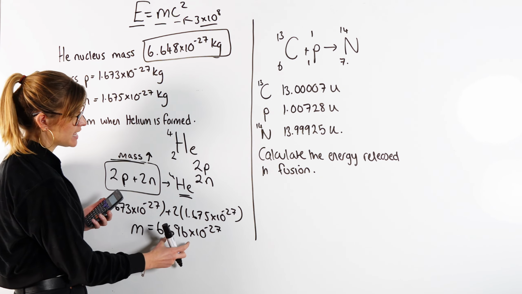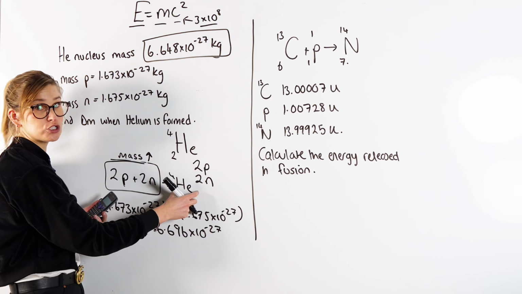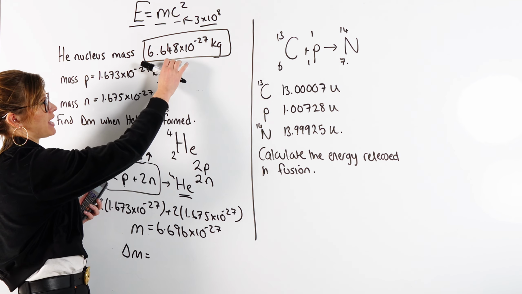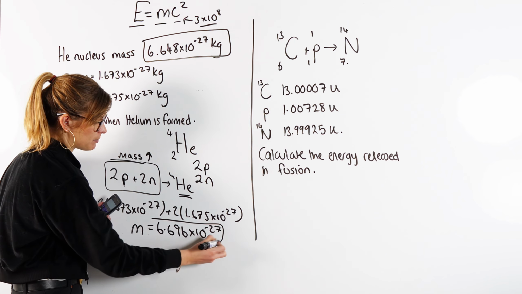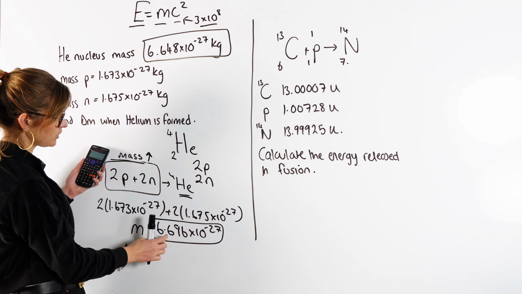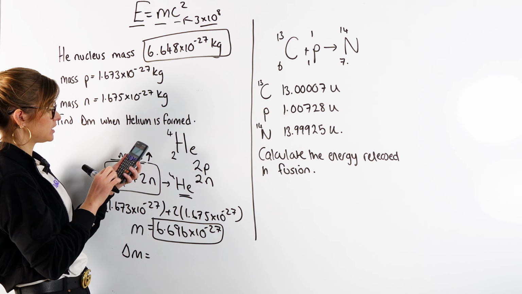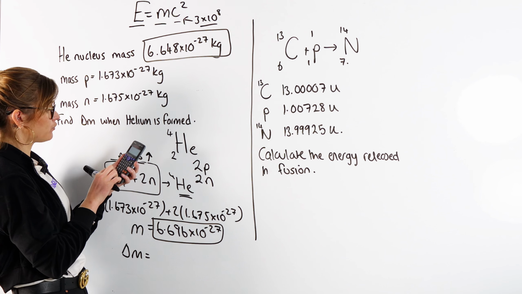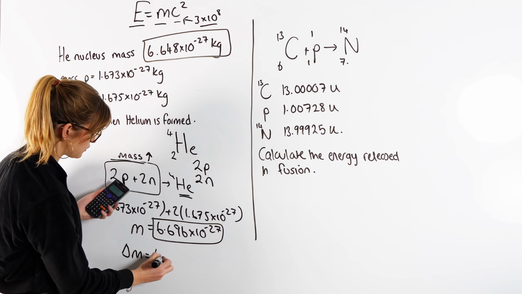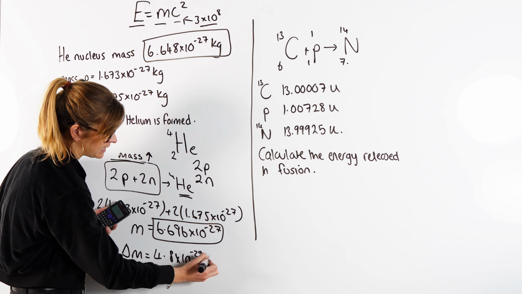And you can clearly see this number is bigger than the mass of that fusion product. So to find what the change in mass is, all we're going to do is take the mass here and subtract it from the mass here. So we're going to take away 6.648 times 10 to the negative 27. Our change in mass there is 4.8 times 10 to minus 29 kilograms.